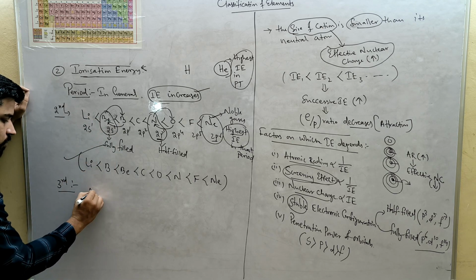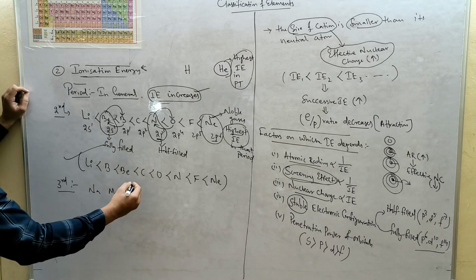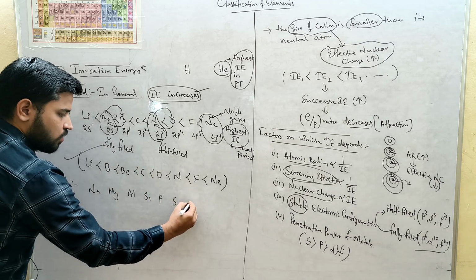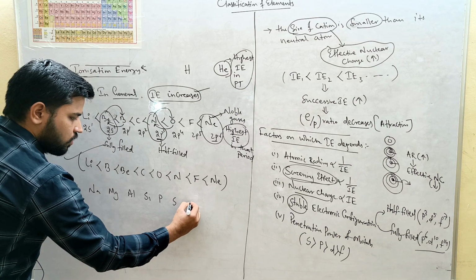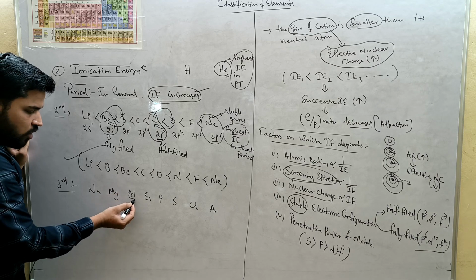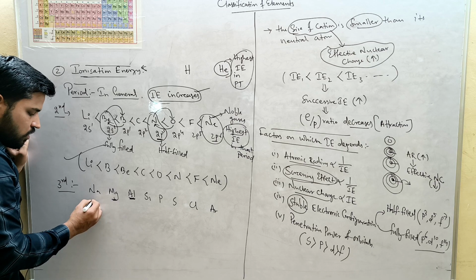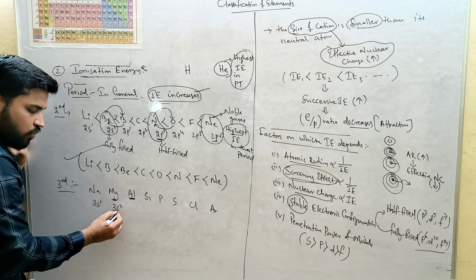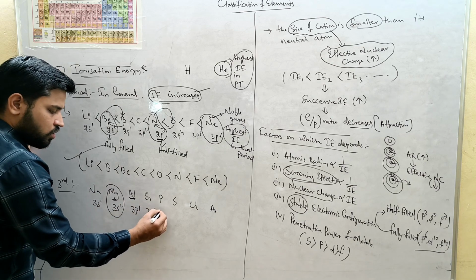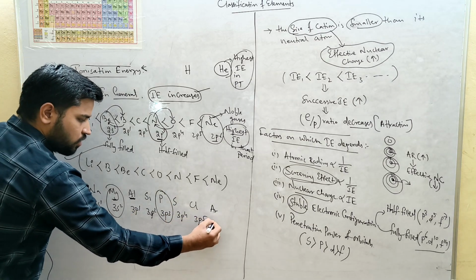Like sodium, magnesium, aluminium, silicon, phosphorus, sulfur, chlorine, argon. In this case also, if you write the electronic configuration between magnesium and aluminium: this is 3s1, this is 3s2, fully filled. Then 3p1, 3p2, 3p3. Similarly for phosphorus, 3p4, 3p5, 3p6, which is highly stable.